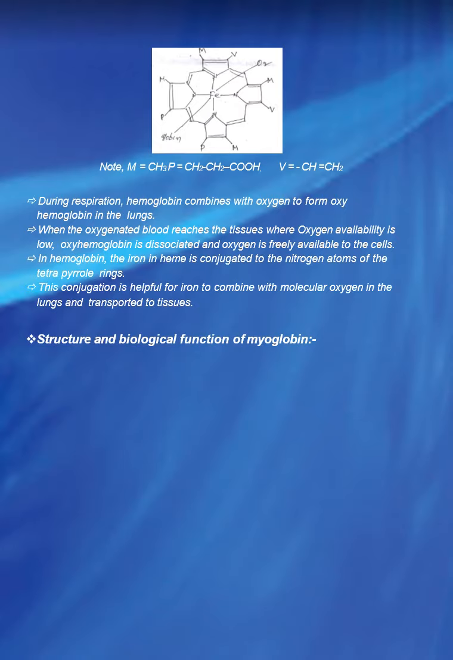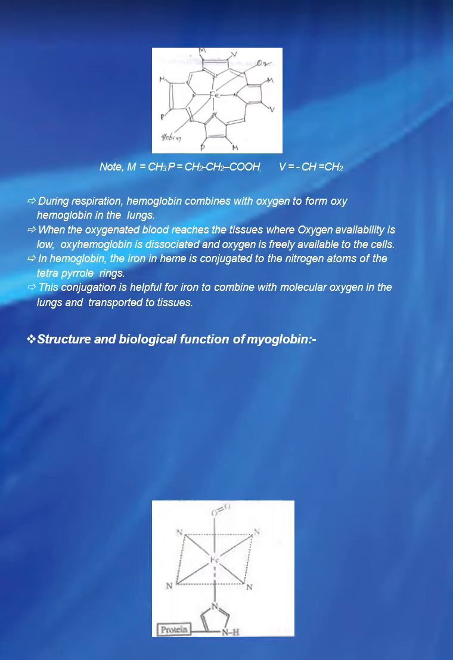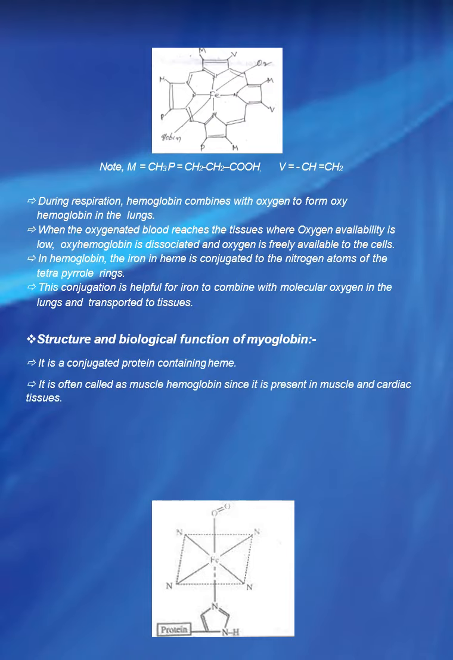And next, coming on to the structure and biological function of myoglobin. And this is the structure of myoglobin, and it is also a conjugated protein which contains heme. What is heme? Already we have discussed what is meant by heme, which is a red color pigment. It is often called muscle hemoglobin since it is present in muscle and cardiac tissues.